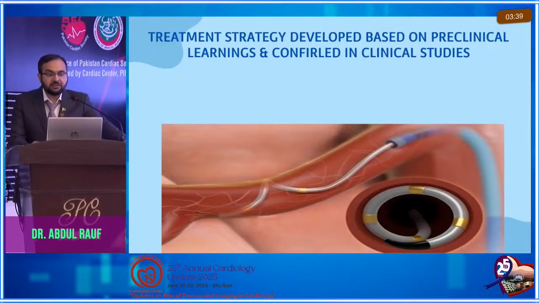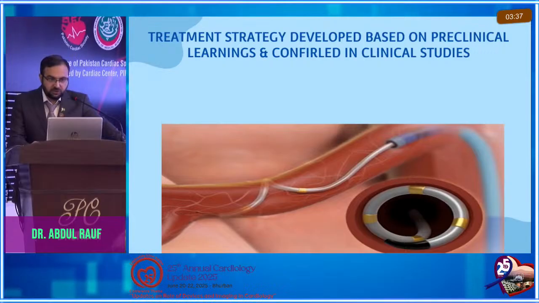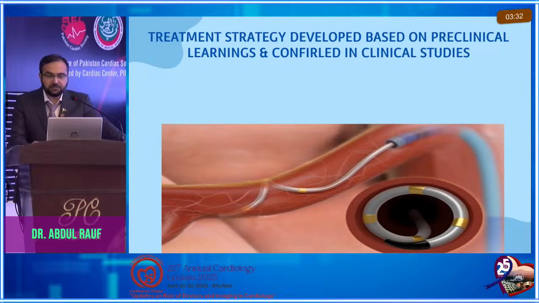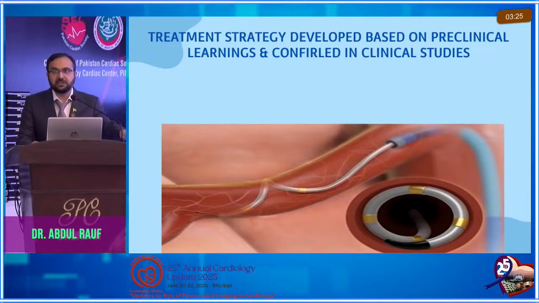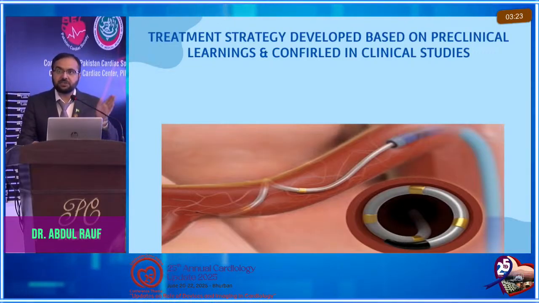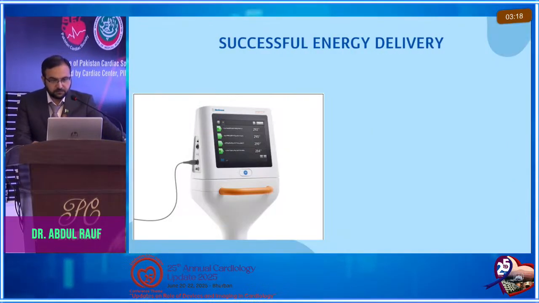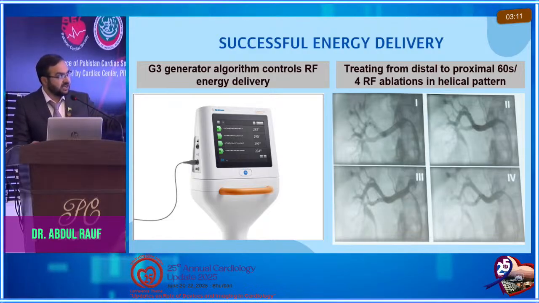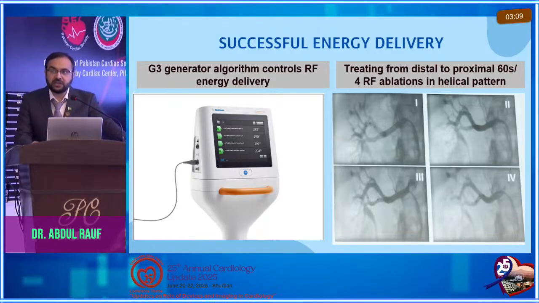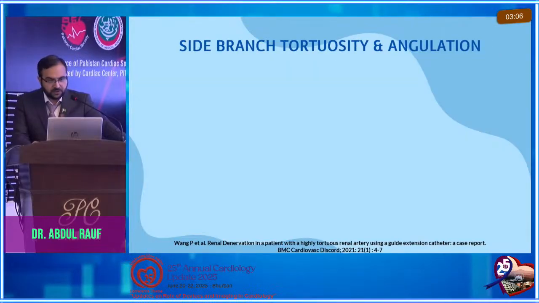We can treat renal arteries of 3 to 8 millimeters. For the main renal arteries there are usually 2 to 3 emissions, and for accessory arteries only 1 emission. But you have to remember to keep the catheter 5 millimeters away if there is stenting, if there is a bifurcation, and if the artery is less than 3 millimeters. This is the generator, and this is how it performs, and you can select any of the electrodes or all 4 electrodes while denervating the renal artery.